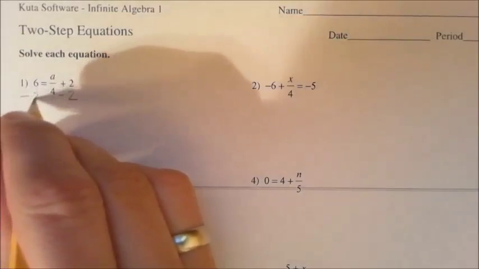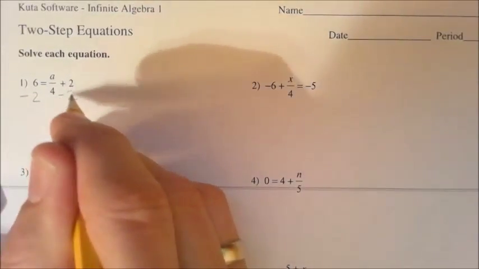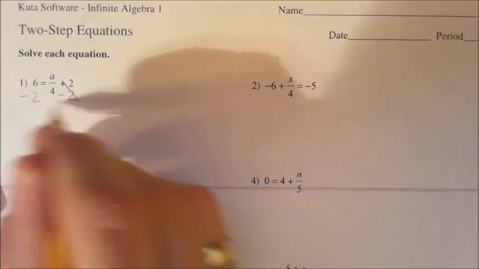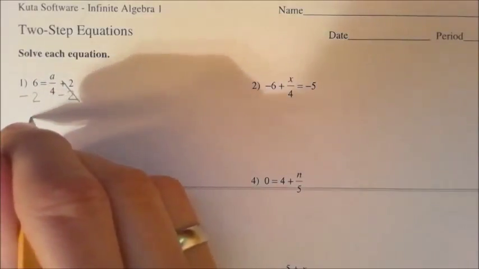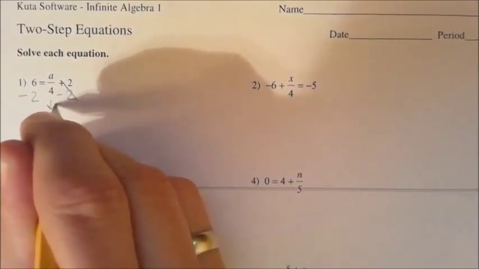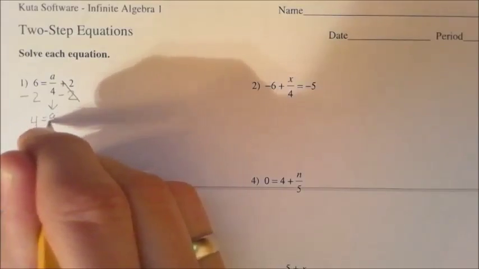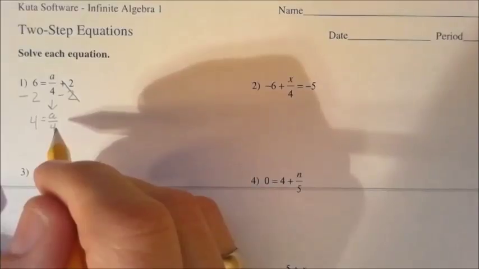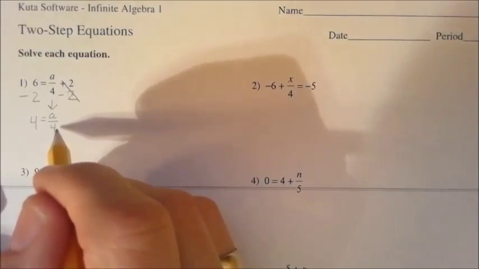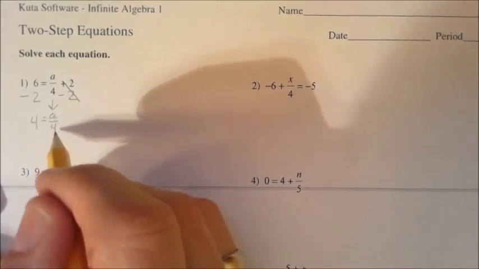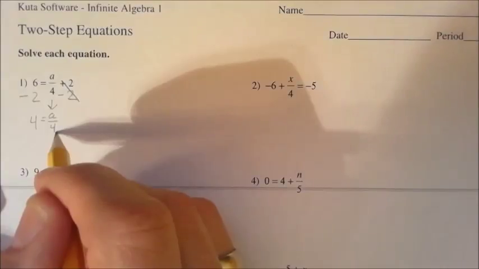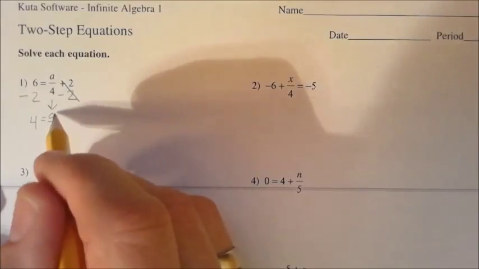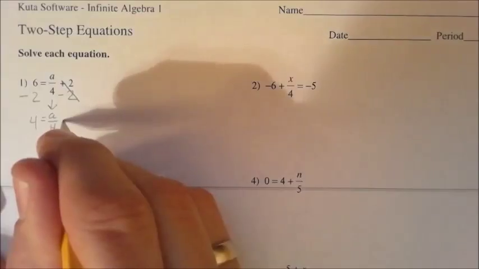So we're going to subtract 2 from this side. 2 minus 2 gives me 0, so I'm going to cross it out. And 6 minus 2 gives me 4. I'm going to bring down my a over 4. So now I need to go ahead and do the inverse operation of dividing a by 4. And the inverse operation, or opposite operation, of dividing a by 4 is multiplying a by 4.